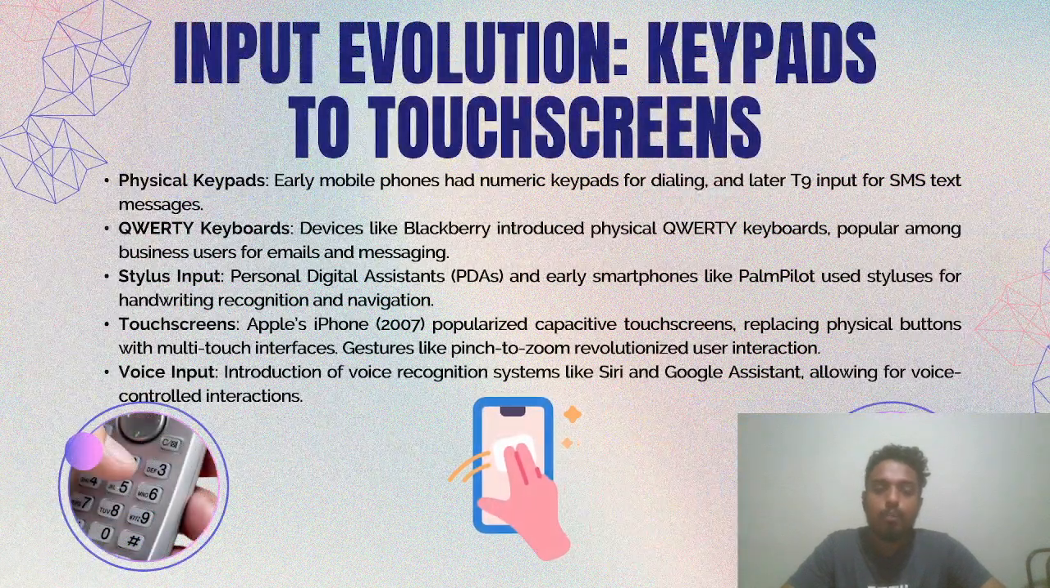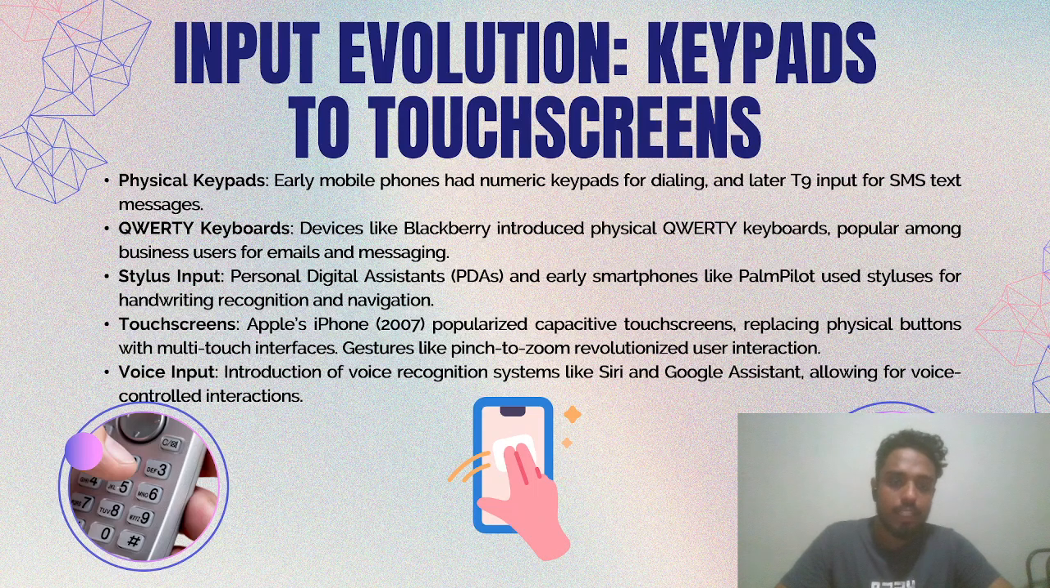We talk about the input evolution from keypads to touchscreens. Early mobile phones had physical keyboards, such as a numeric keypad for dialing, and later it transformed to SMS text messaging. QWERTY keyboards: devices like BlackBerry introduced physical QWERTY keyboards, popular among business users for emailing and messaging.